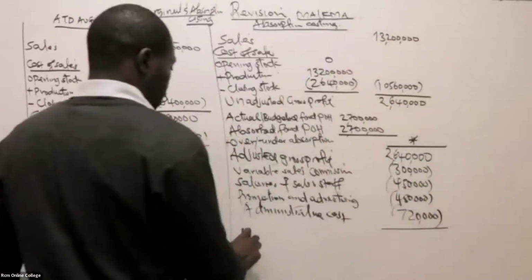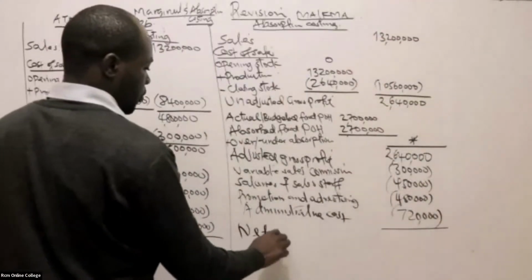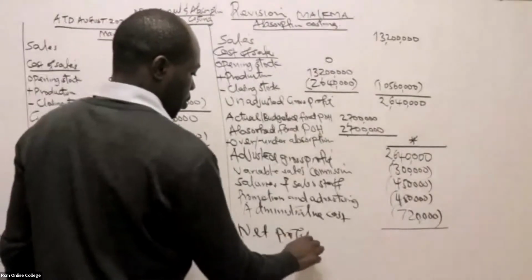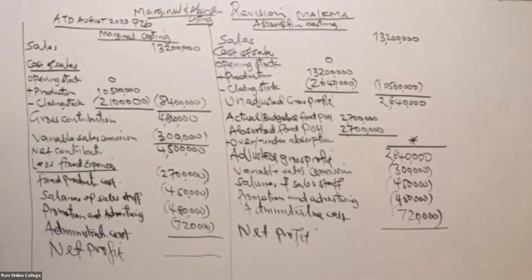What is your net profit as per absorption costing?